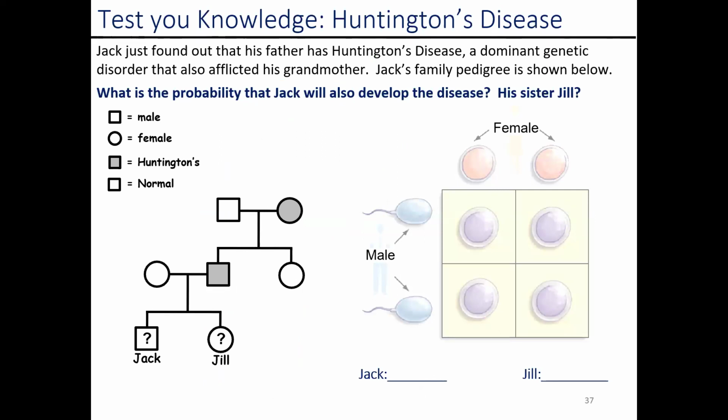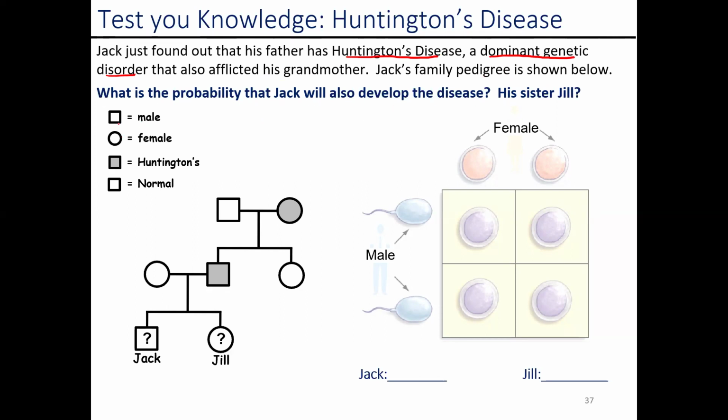So let's go ahead and take a look at how we can predict Huntington's. In this case, it says Jack just found out that his father has Huntington's disease, a dominant genetic disorder that also afflicted his grandmother. Jack's family's pedigree is shown below. So what is the probability that Jack will develop this disease, and his sister?